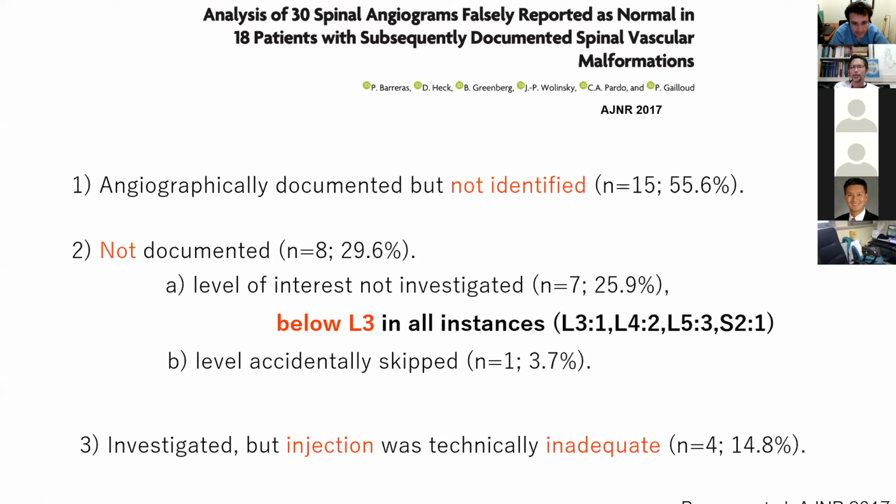Why is that? In all instances, it's very interesting to know about this because it's in our own experience too. All the cases that were missed were very low in the lumbar level, below L3 in all cases. And sometimes they went very close, like I've shown you in the last case, but the injection was not really adequate for the lesion.